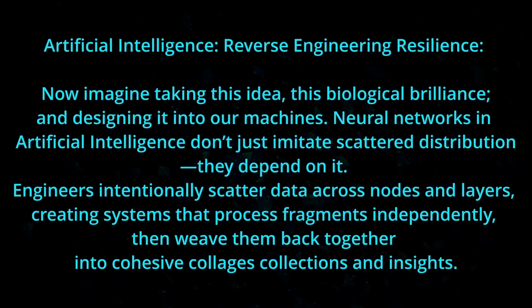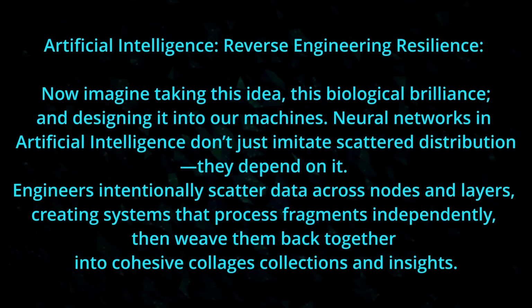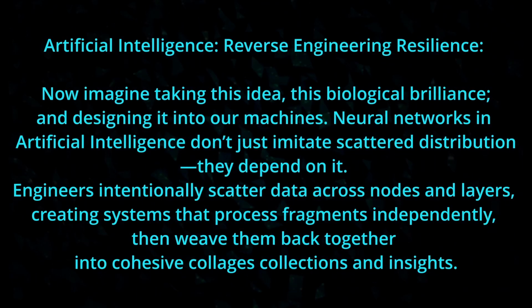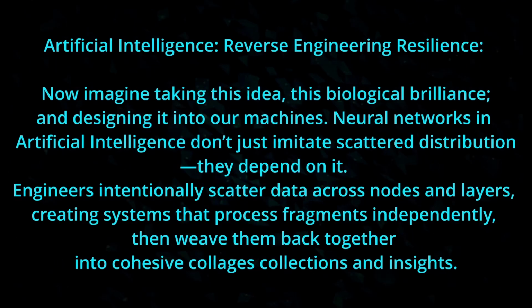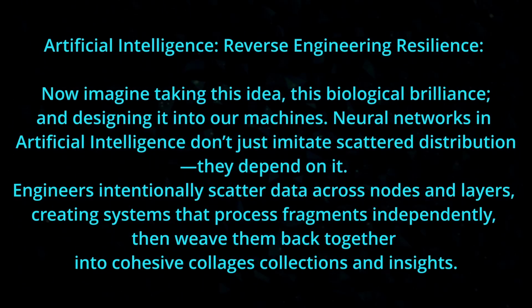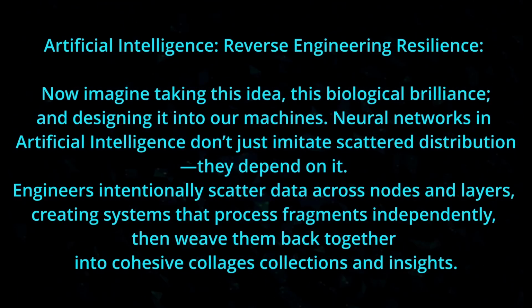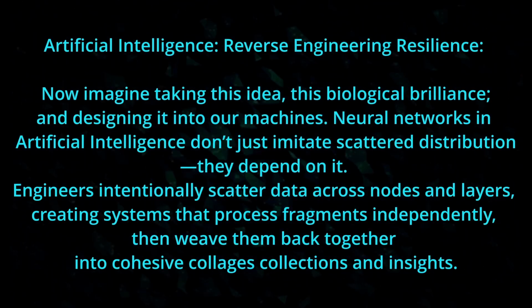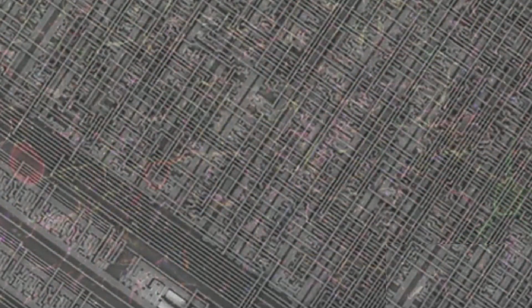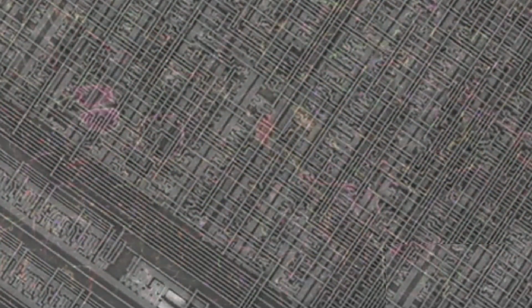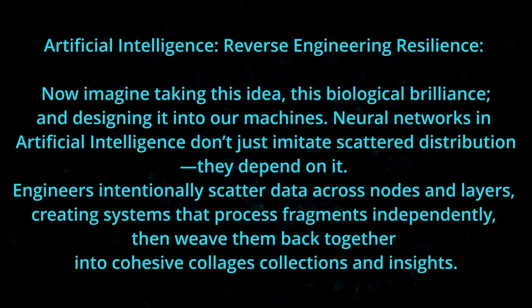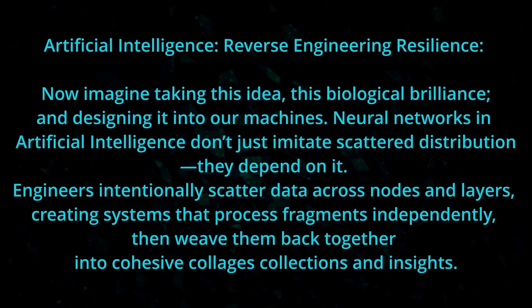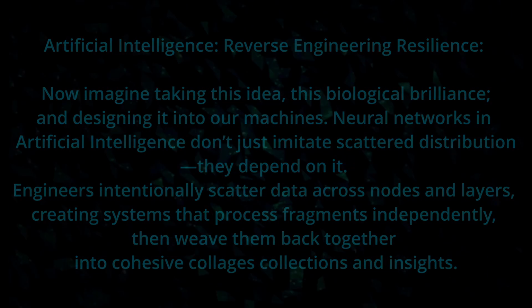Artificial intelligence. Reverse engineering resilience. Now imagine taking this idea, this biological brilliance, and designing it into our machines. Neural networks in artificial intelligence don't just imitate scattered distribution, they depend on it. Engineers intentionally scatter data across nodes and layers, creating systems that process fragments independently, then weave them back together into cohesive collages, collections, and insights.